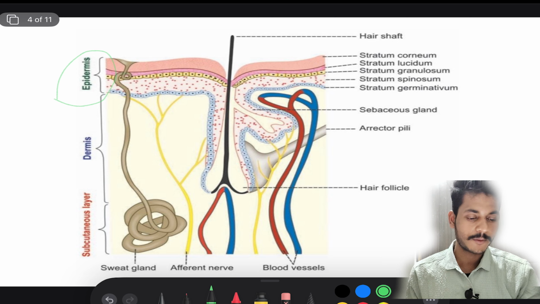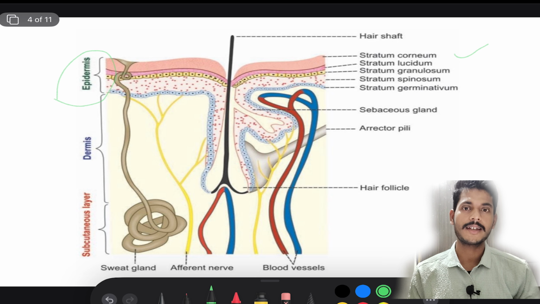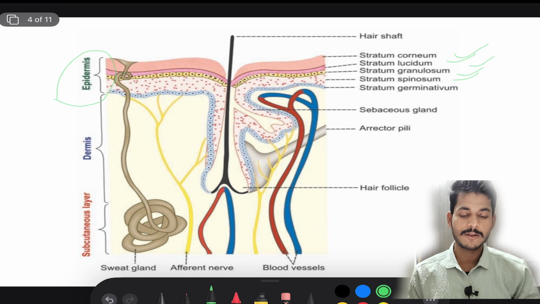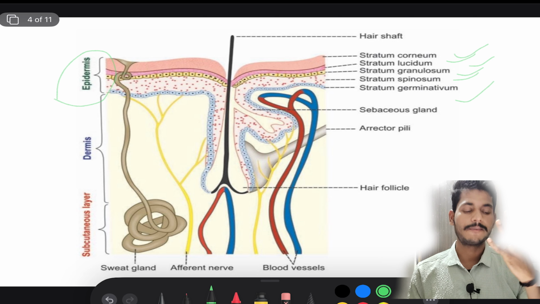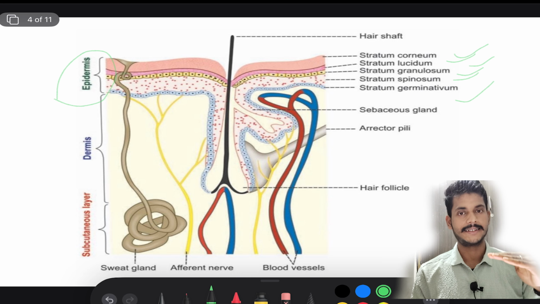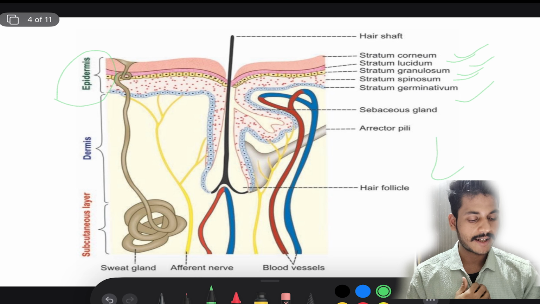The first layer present in the epidermal region is called the stratum corneum. Another layer, below the corneum, is the stratum lucidum. The next layer is the stratum granulosum. Another is the stratum spinosum, and the last layer of the epidermis is the stratum germativum. So once again, the epidermis consists of 5 layers. The first one is the stratum corneum. Strata means layer. Always remember that word.